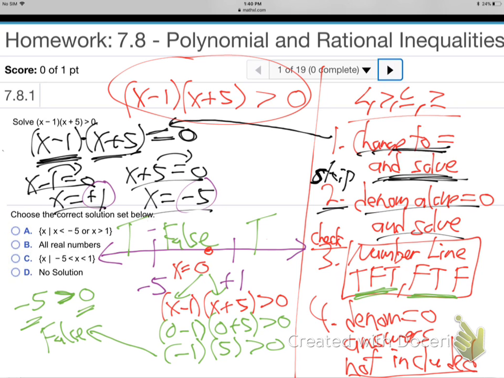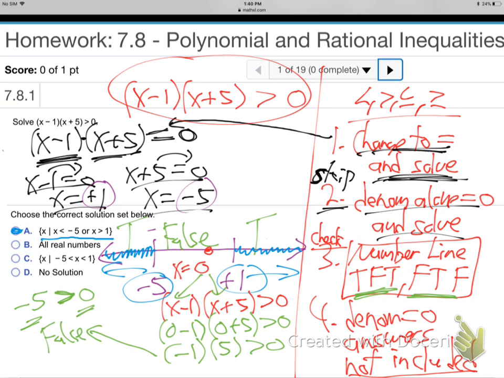So, okay, what's my answer? Well, your answer in math is always where the truth is. Where's the truth? Truth is right here in this section and right here in this section, isn't it? Those are the two zones, sections, in which the original statement will be found true. Any numbers less than negative 5 or bigger than positive 1? Less than negative 5 or bigger than positive 1? Answer A. And we're done. Does everybody see that? What we did there.